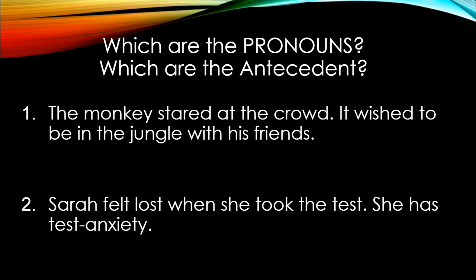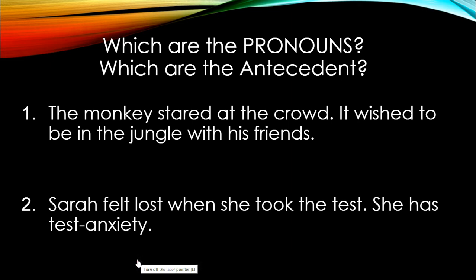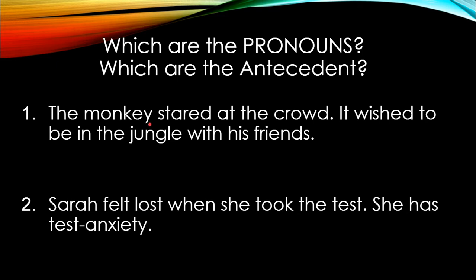In these two sentences, let's see if we can find the pronoun and the antecedent. The monkey stared at the crowd. It wished to be in the jungle with his friends. Monkey is my antecedent, which is the noun that the pronoun is referring to. It is referring to the monkey, and then his is also a pronoun.